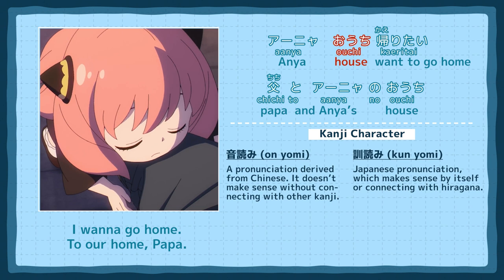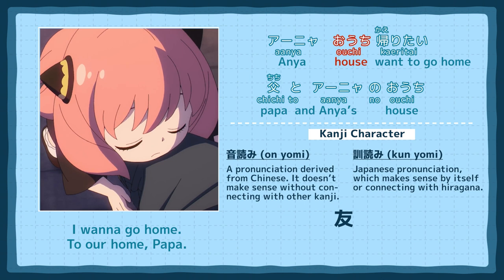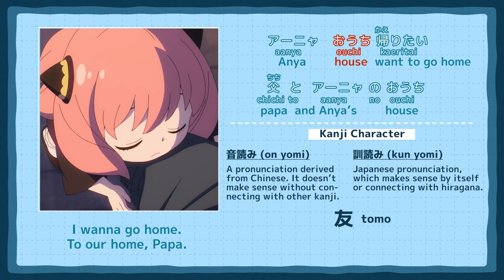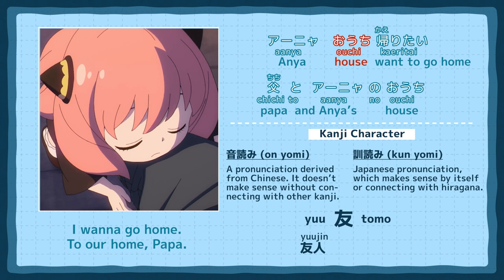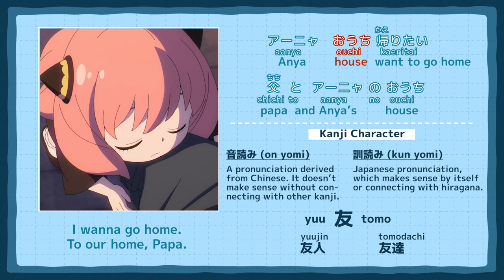For example, this kanji has two ways of reading. One is とも, which is 訓読み. This means friend by this word itself. By 音読み, we read ゆう, which always connects with other kanji to make words. For example, 友人, ゆうじん. This means friend too. Even though とも makes sense by itself, it can still connect with other kanji to make a word. For example, 友達, ともだち. In ともだち, this とも is 訓読み.